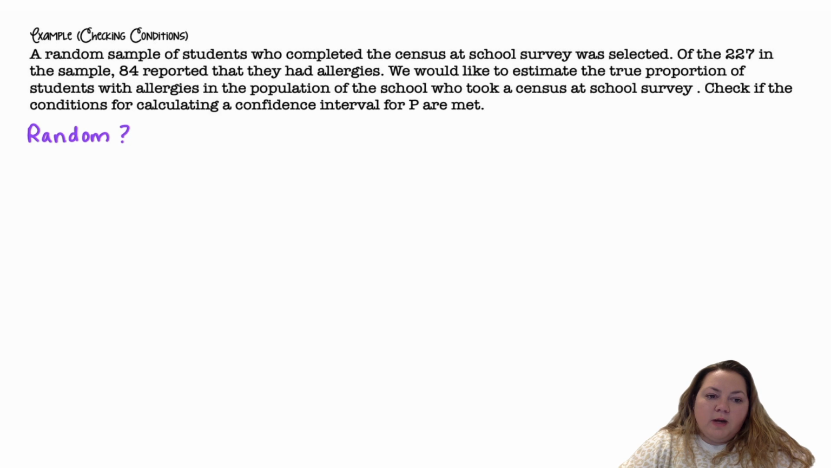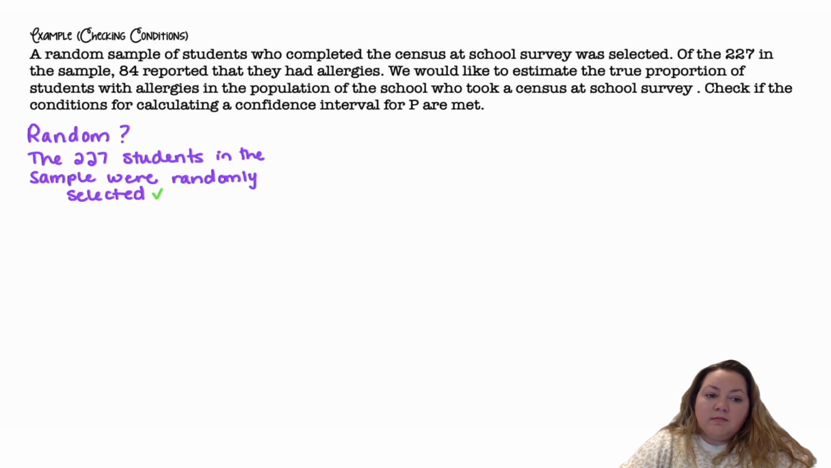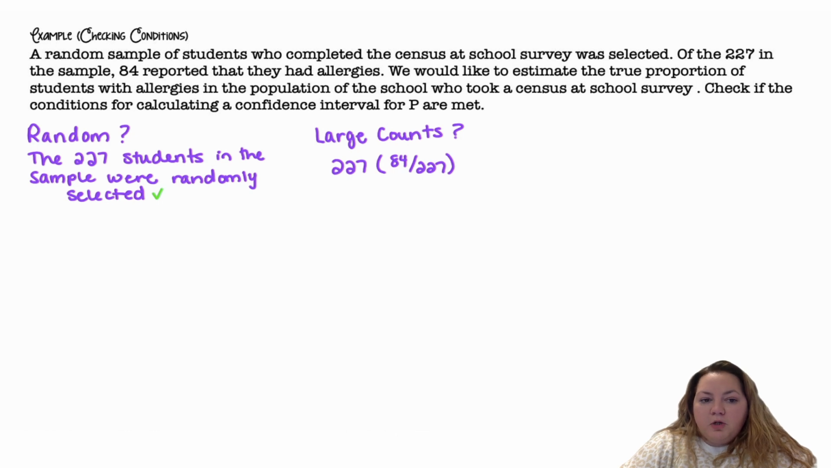All right, so it needs to be random. It was stated, so the 227 students in the sample were randomly selected. And large counts: n, my sample size, 227, times p hat, my sample proportion, which was 84 out of 227. So n times p hat gives me 84, which is greater than or equal to 10. And n times 1 minus p hat gives me 143, which is also greater than or equal to 10. So our conditions are met.